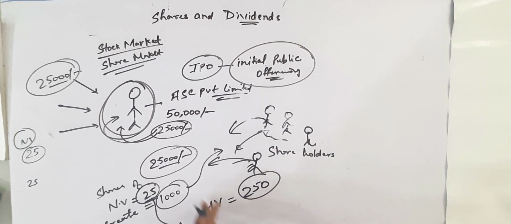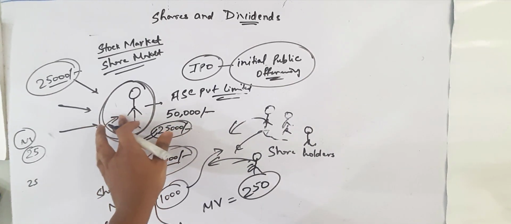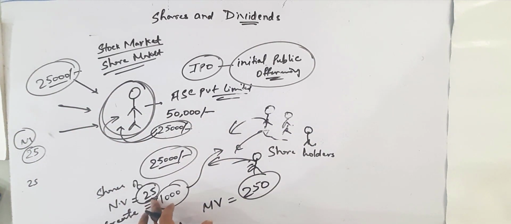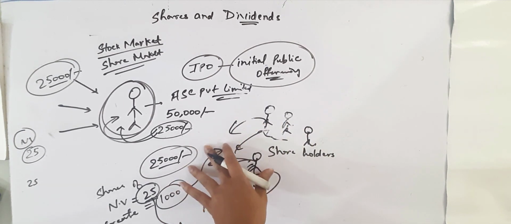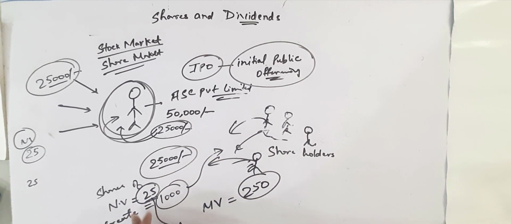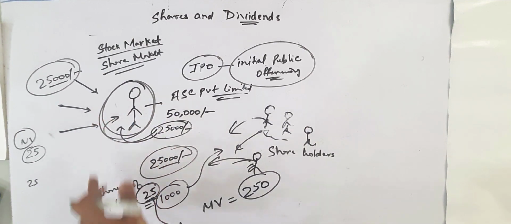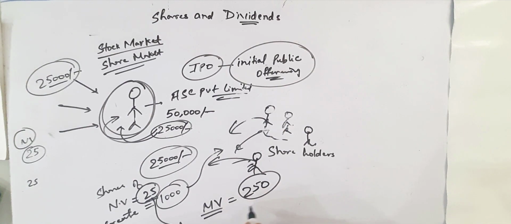Initially, to establish a company, this person needed some money, and the money required was 25,000. So he put some shares in the market at rupees 25, that is the nominal value, or you can say the face value. And how many shares were created? 1000 shares. So many shareholders came to invest in his company. Now when the person got the money, he initiated the business and got some profit. Out of the profit, the price of the share increased and reached 250 rupees.